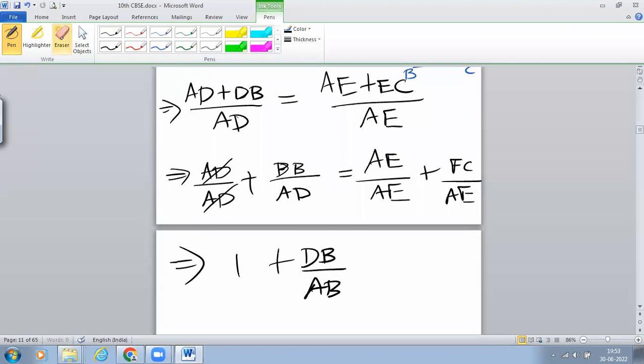Sorry, it is not AD, it is AB. AB by AD is equal to, again, this AE gets cancelled, it becomes 1 plus we have in the numerator EC, EC divided by AE. Please write fast, don't waste time. All of you write up to this: 1 plus DB by AD is equal to 1 plus EC by AE.